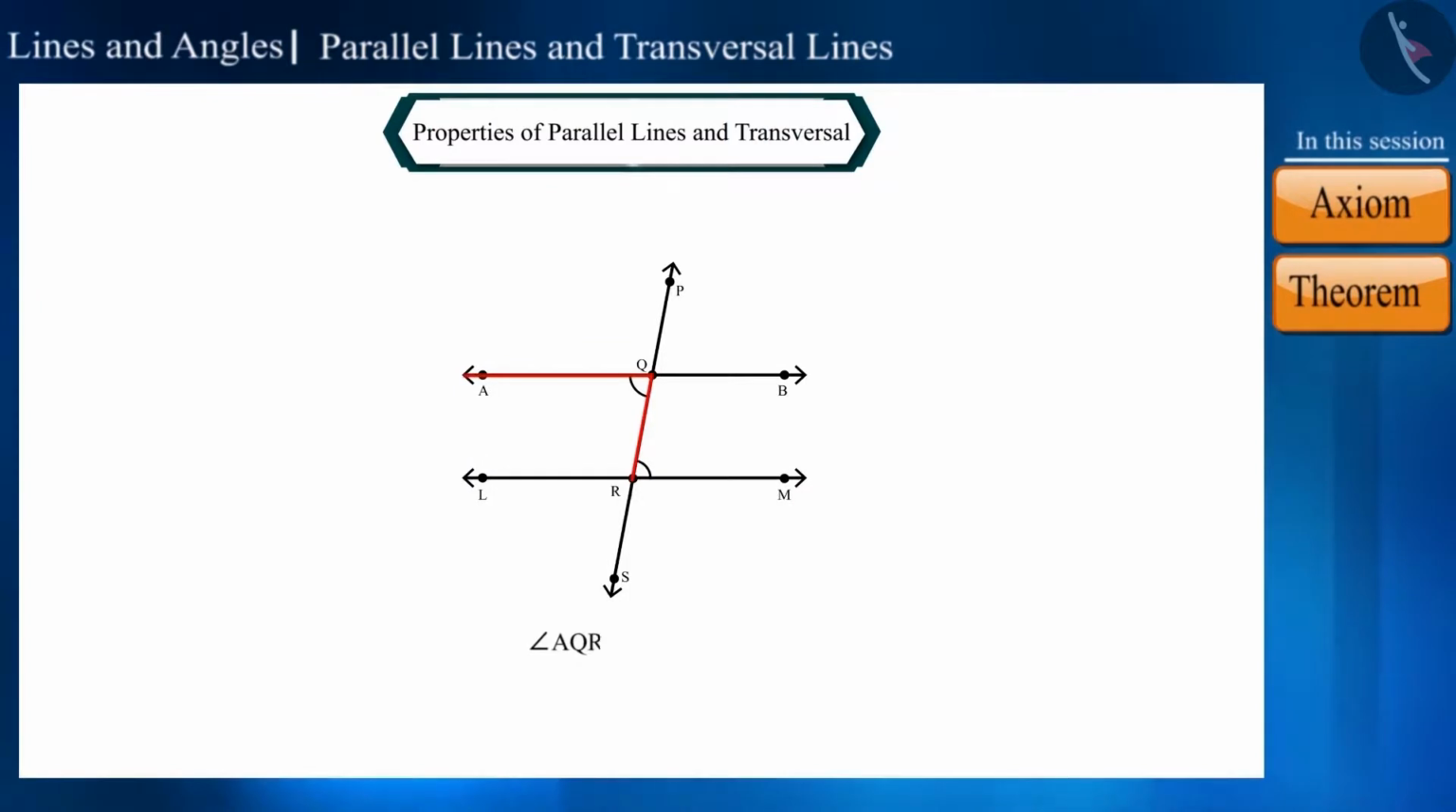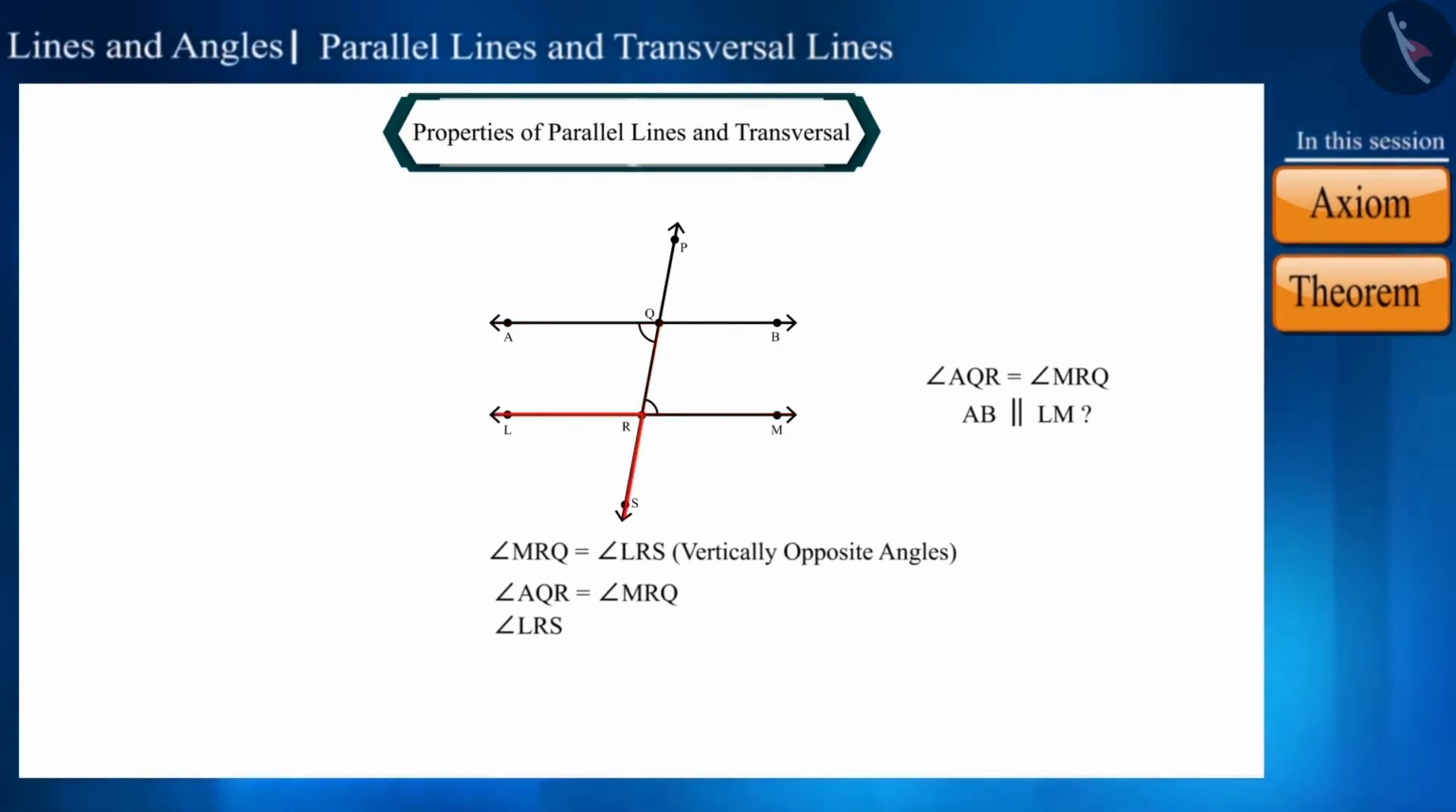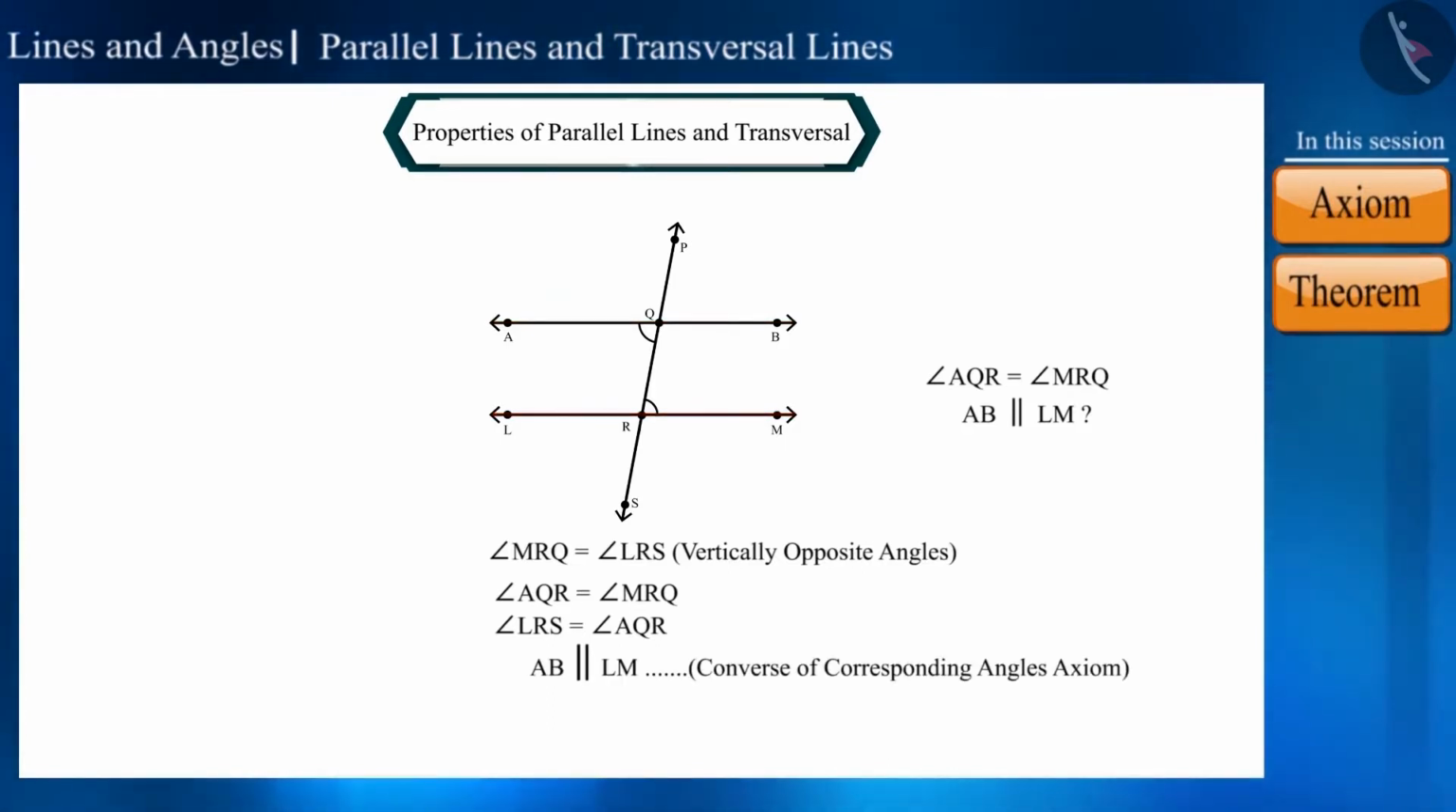Can we call two lines parallel if the alternate interior angles are equal? Let's look at the figure. Both these angles are vertically opposite angles. Therefore, angle MRQ and angle LRS will be equal, and we have been given that these two angles are equal. From these two statements, we can draw the conclusion that both these angles are equal. Friends, kindly note these two angles are corresponding angles. Using the converse of corresponding angles axiom, we can prove that lines AB and LM are parallel lines.